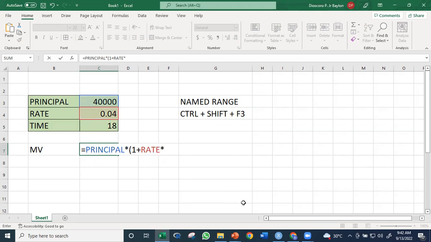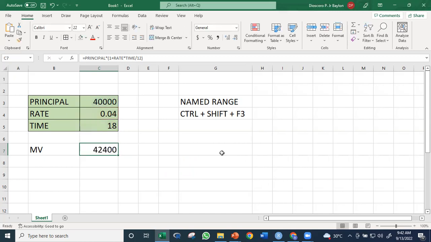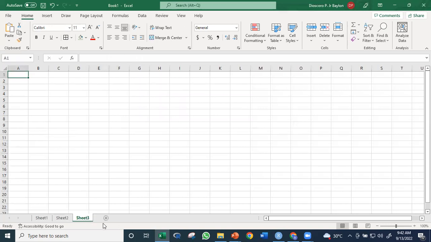And then times your time, there. Then we have to divide it by 12 because the time is in months, right? So it's now more intuitive: principal times 1 plus rate times time, instead of just using the generic C3 plus, etc. And what's good about this, Control Enter, is that anywhere you are here, let me open several sheets.